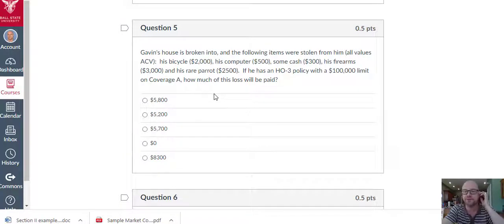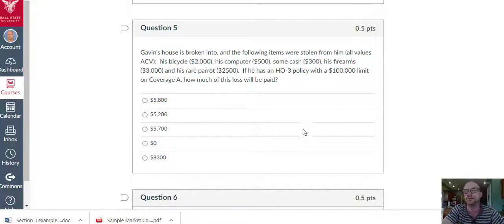All right, house was broken into and some things are stolen. What's the peril? Theft. Is theft a covered peril? Yeah, it's a named peril. So this is all property losses here. His bicycle, 2,000, no problem. His computer, 500, no problem. We're up to 2,500. Cash, what do we know about cash? Special limit of liability, only 200 is covered. So we're at 2,500 plus 200, we're at 2,700.